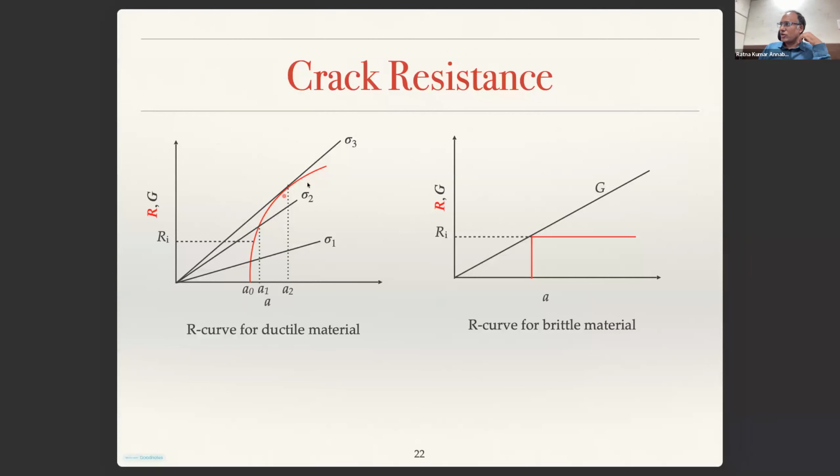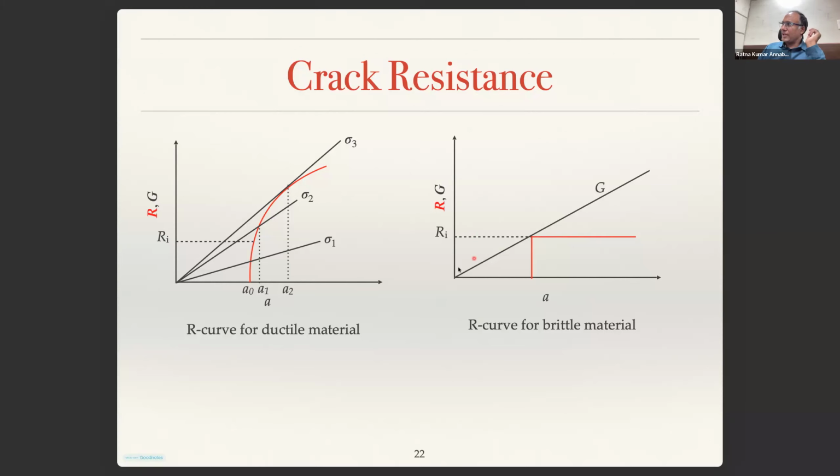The red curve is what we call the crack resistance, or sometimes fracture toughness. For example, let us look at this particular problem. This is a scenario for a brittle material. For a brittle material, the fracture toughness is a constant. So, for example, this is the resistance of the material for a given crack length. So let's say this is the crack resistance.